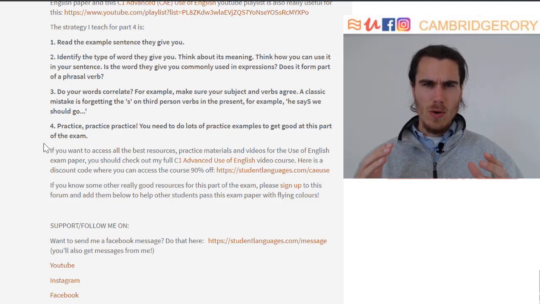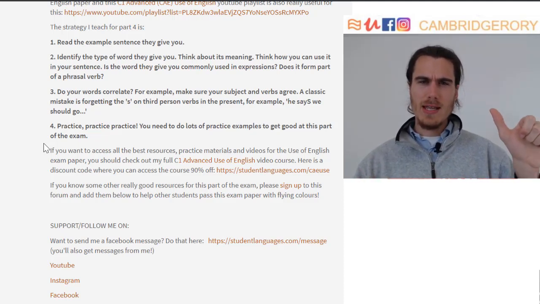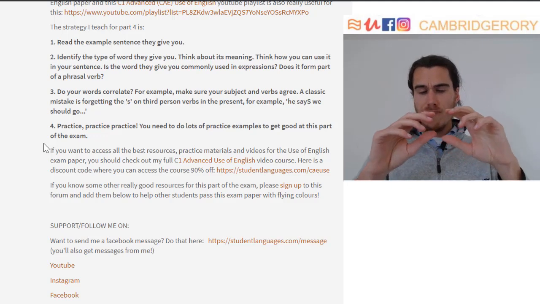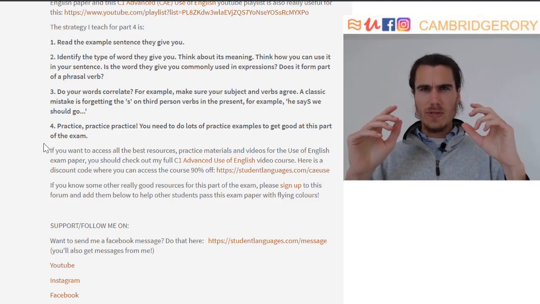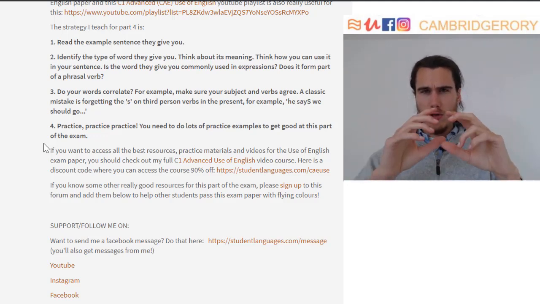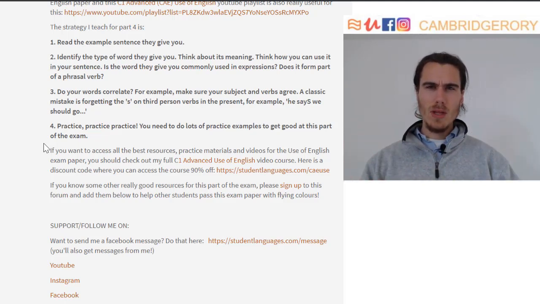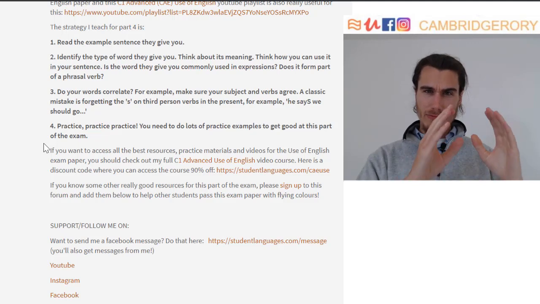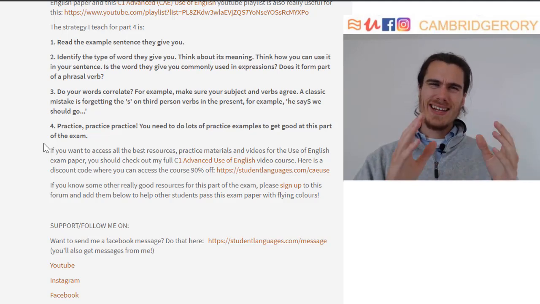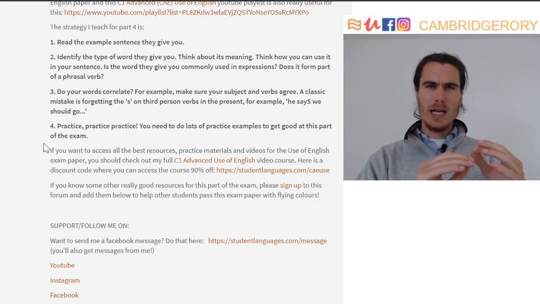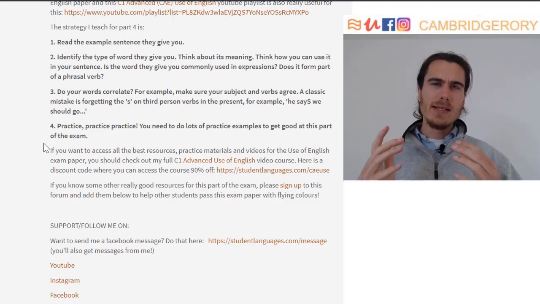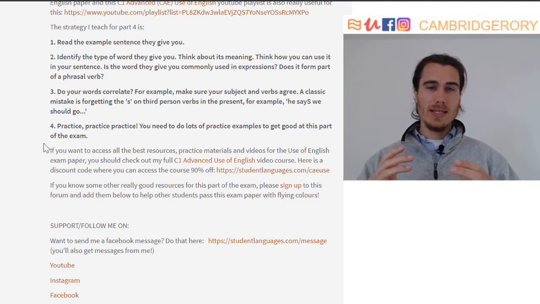So, what I say is the first step is to just read the top example sentence that they give you, the complete example sentence. The second step is to read the word that they give you and identify what type of word it is. Is it a noun? Is it a verb? Is it an adjective?